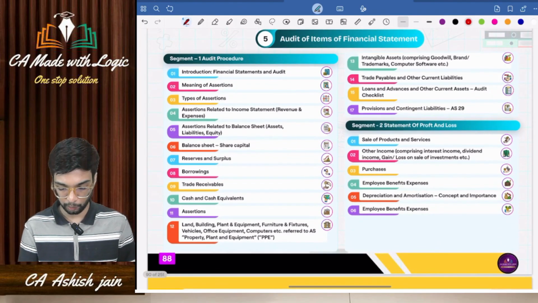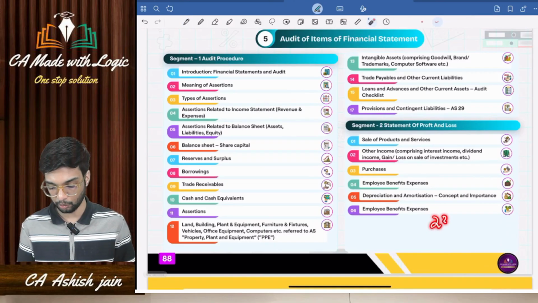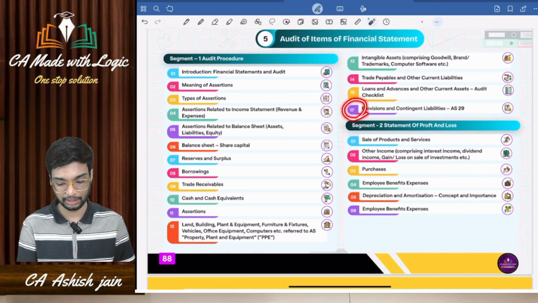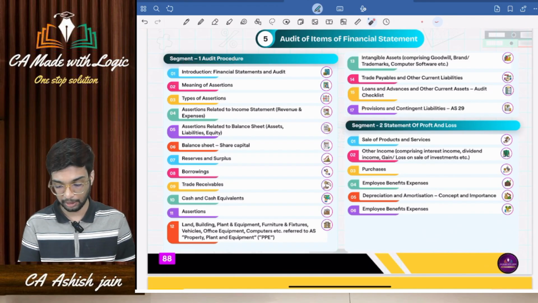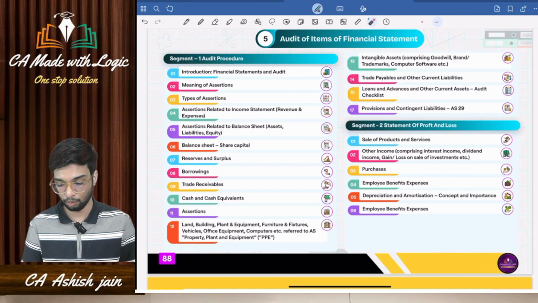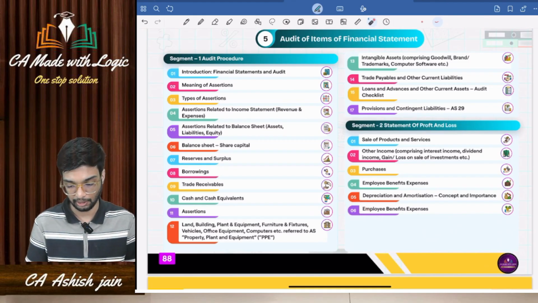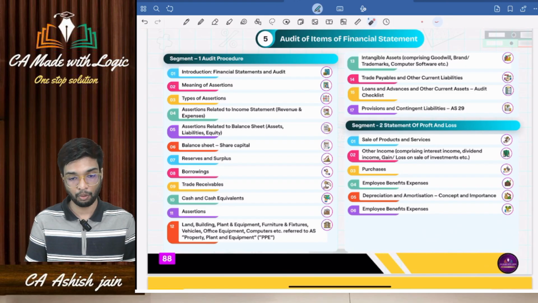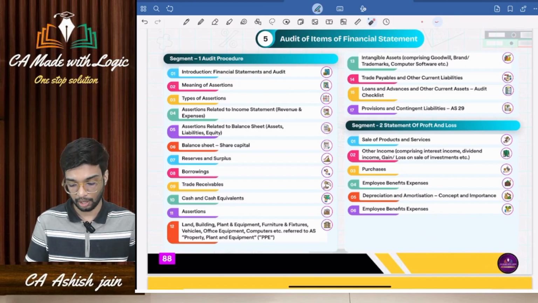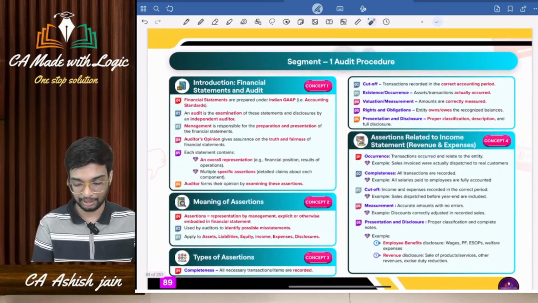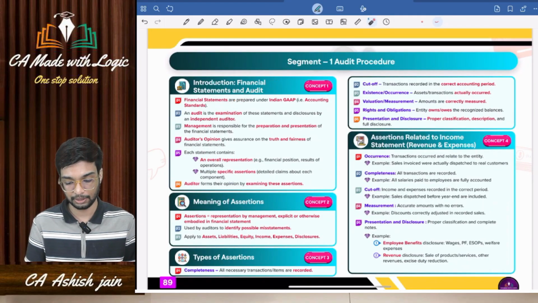So let's start discussing chapter number 5, audit of items of financial statements. There are total 23 topics you have to do in this entire chapter. One is 17, which is covered in segment 1, and another is segment 2, statement of P&L, where 6 things you have to cover. So total 23 things you have to cover in this particular chapter. I'll be quickly revising only the important concepts from the examination point of view. I'll not discuss the introduction of financial statements and audit. This is not an important concept.